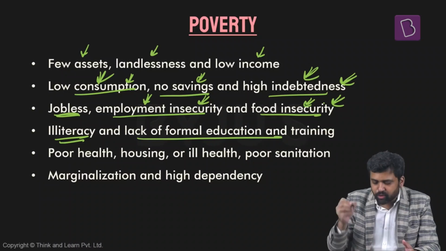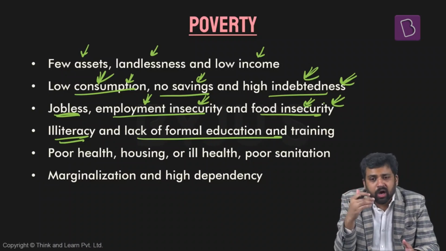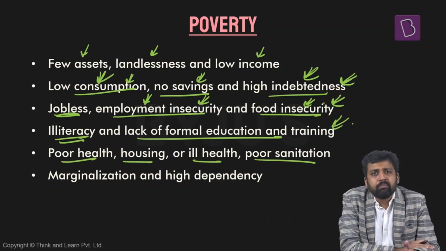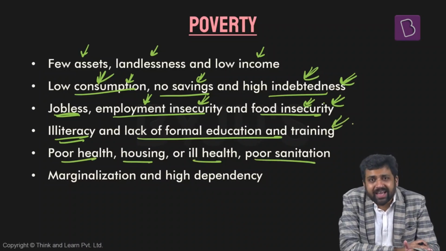Poverty also implies illiteracy. It implies lack of formal education and training. So you don't have access to education facilities. You're not having access to formal skill development mechanisms. You're lacking training. It also implies poor health, housing, ill health, poor sanitation. People who are poor don't have access to housing facilities. They don't have access to sanitation facilities. They don't have access to good drinking water facilities. They find it difficult to access healthcare facilities.